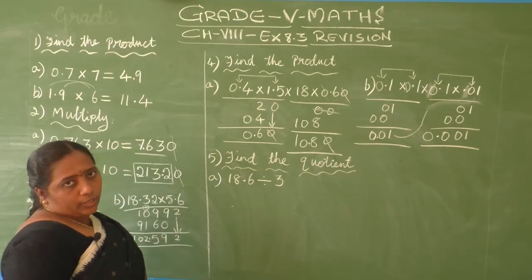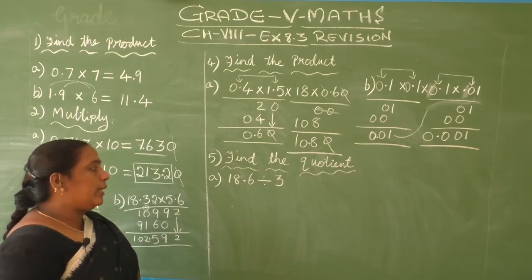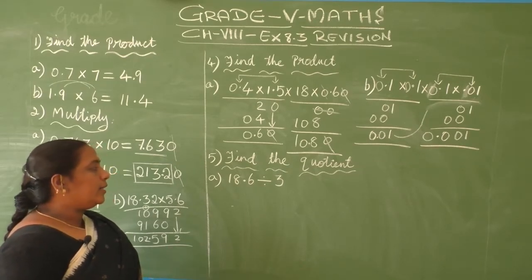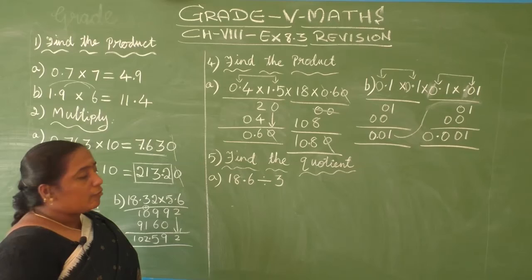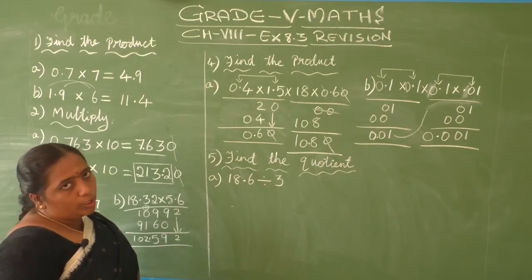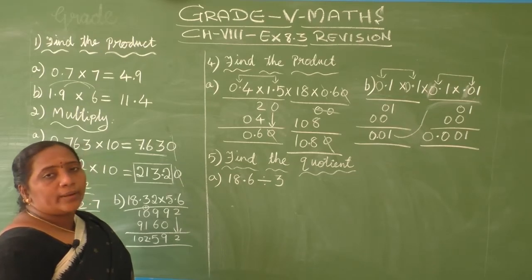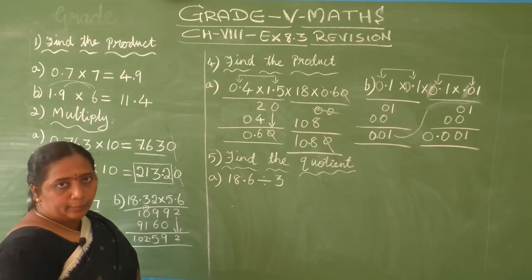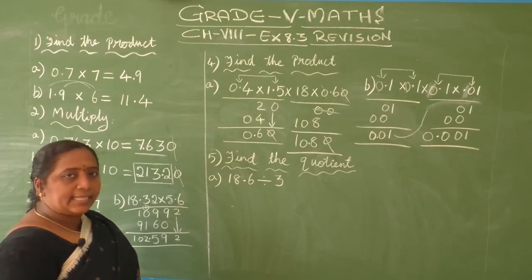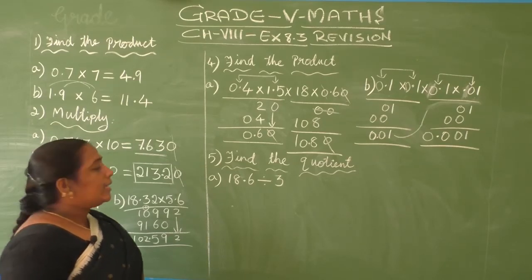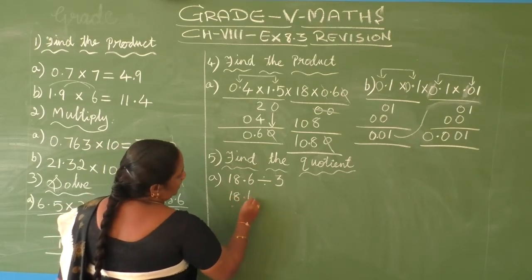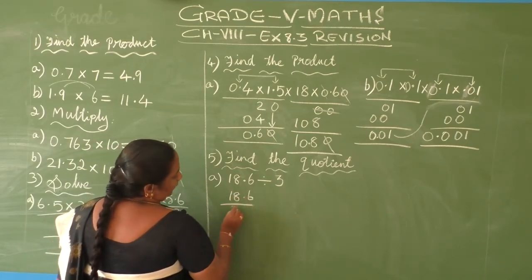Before, I taught on the chart how we have to do decimal division. Whenever you are doing division with decimals, first you have to make a whole number. How can you make a whole number? In the decimal part, how many places are there? According to that, you can select the number and make a whole number. Then only it's easy to divide. See here they gave 18.6 divided by 3.